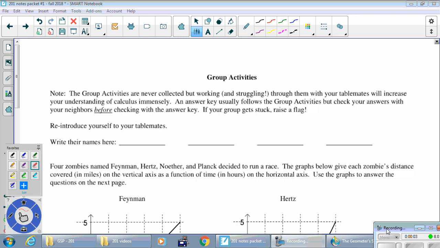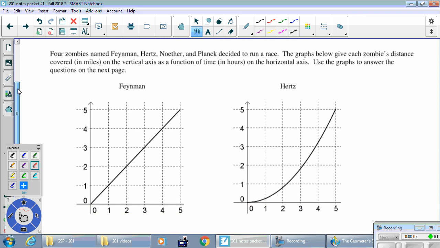Lesson number 2, group activities. In this case, we've got graphs of the races run by these 4 zombies. Let's analyze just a little bit here. We'll take a look at Hertz. We are given that the distance is here on the vertical axis and time is there on the horizontal axis.